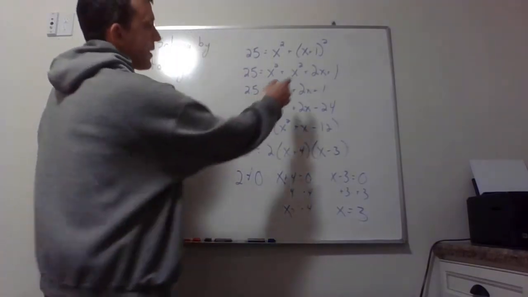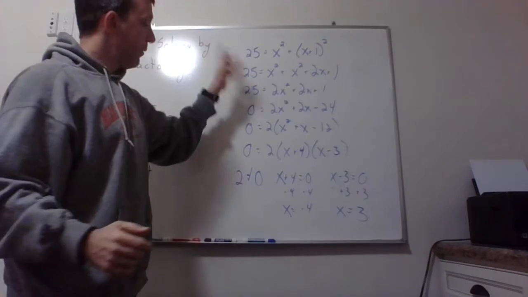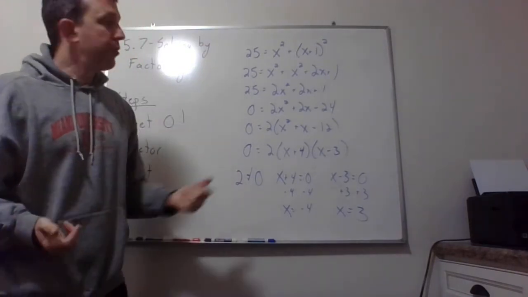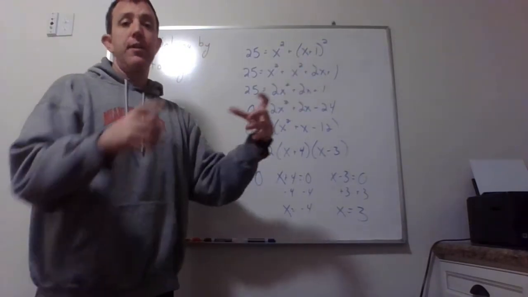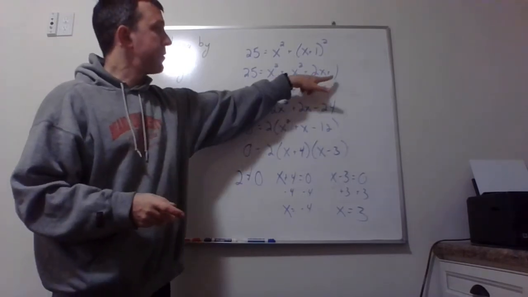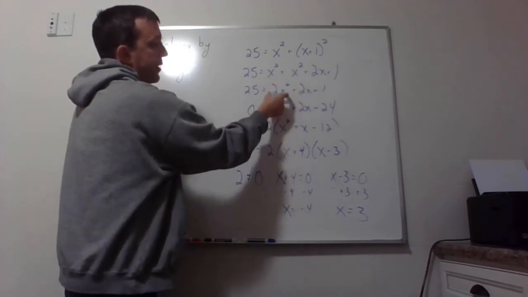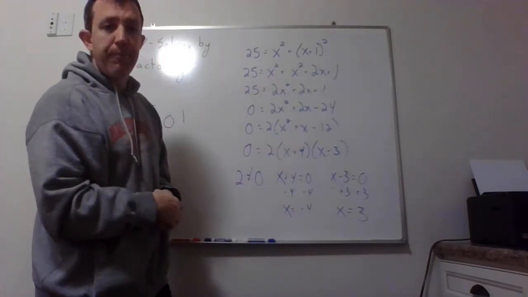So what I did is I multiplied this x plus 1 squared out. Now I didn't put it on the board because I ran out of room, but remember it's just x plus 1 times x plus 1, and that's the whole thing. Multiply it out and you get x squared plus 2x plus 1. So then I had two of these x squared terms. I combined them and made 2x squared.